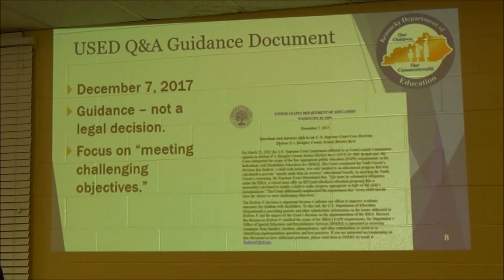But what's really interesting about this question and answer document that's developed by US Ed is their focus on meeting challenging objectives. Meeting challenging objectives was only mentioned maybe once or twice in the Endrew opinion, but it is littered throughout this question and answer document. So clearly that is what the U.S. Department of Education is focusing on, is meeting these challenging objectives. I think that's probably because we just had new federal legislation a few years ago, the Every Student Succeeds Act, that talks about challenging state objectives, and I think they're tying these two together, the Endrew opinion with that new federal law. It's important to note that this is just guidance.